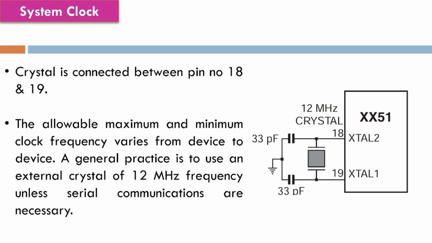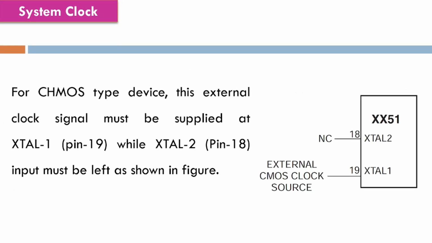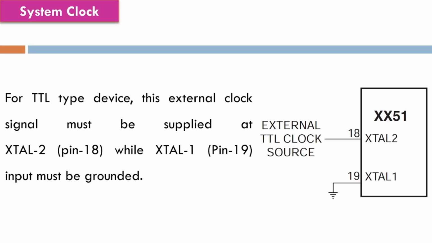The external crystal is connected between pins number 18 and 19 on the microcontroller. The setup depends slightly on your device type. For a CMOS type device, the external clock signal must be supplied at XTAL1, which is pin 19, while the XTAL2 input on pin 18 must be left unconnected. For an MCS type device, it's reversed.